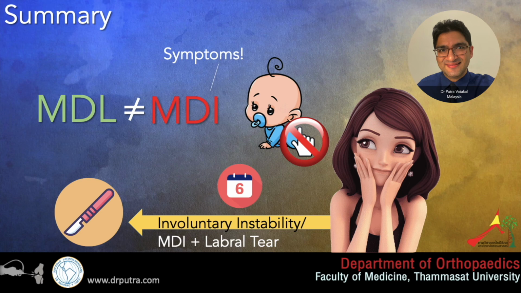So to conclude, let's remember, MDL or laxity is different from MDI. MDI or instability is when the patient has laxity with symptoms. Never do surgery in patients with congenital MDI, and remember the indications for surgery: involuntary dislocators and MDI patients with a labral tear who have failed at least 6 months of non-operative treatment.